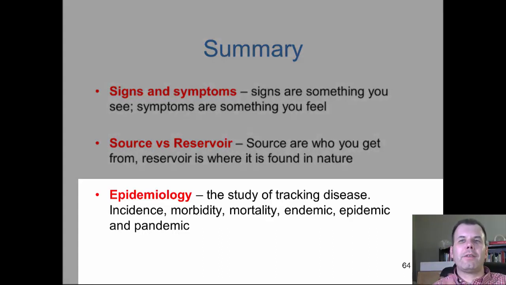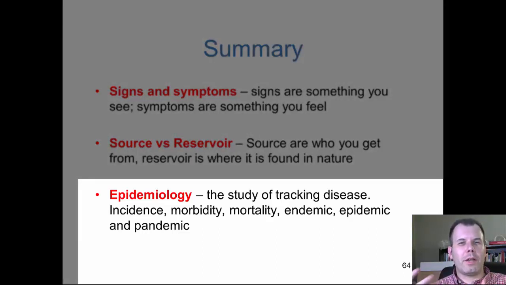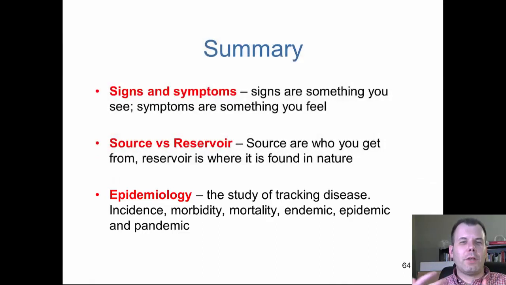Okay, the last thing is epidemiology. We talked about that. That's the study of tracking diseases. We talked about a lot of different things. Incidence measures how many new cases of disease there are. Morbidity is how many people get sick. Mortality is how many people died. Endemic is where it's found locally. Epidemic is lots of cases in various parts of the country. And pandemic is epidemics worldwide.